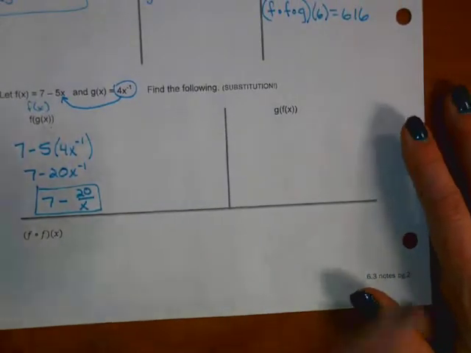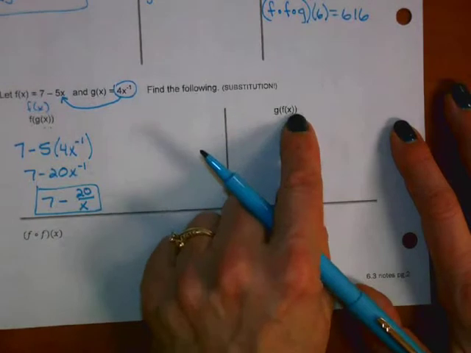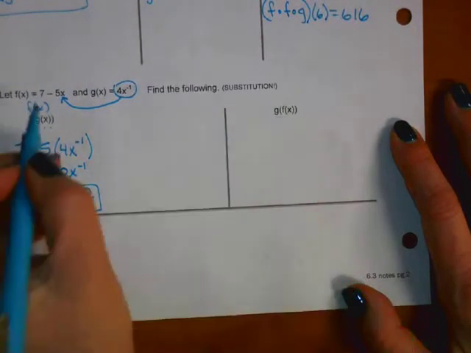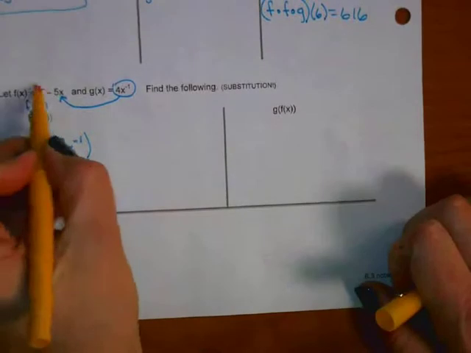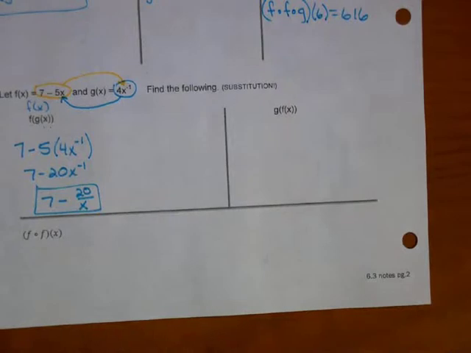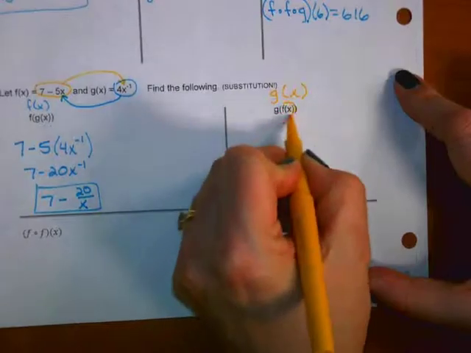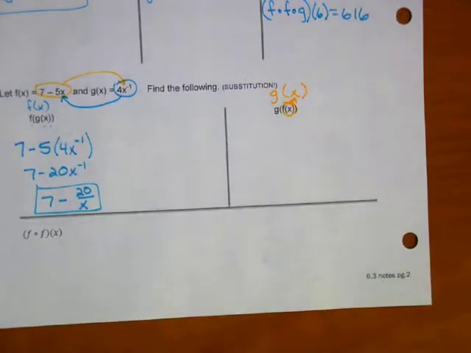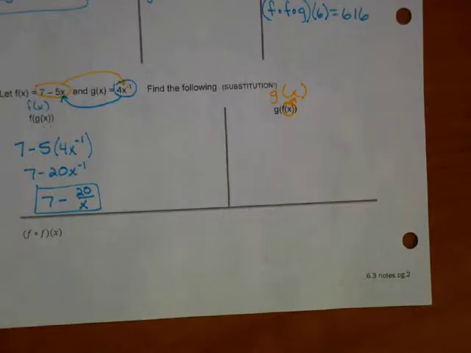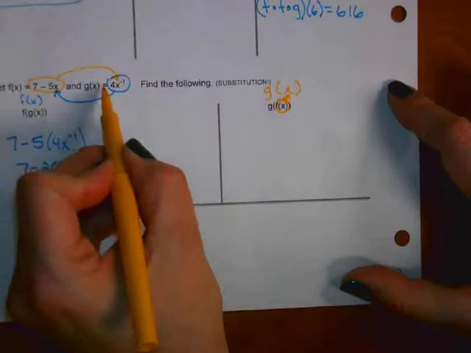Oh, but for some fun, they like to do it the other way. Now you're going to do g of f of x. So you're going to take the function that is f, and plug it into the x of g. If you think of it like this, g of x, and you're just plugging f of x into g's x. So it looks like this, okay?